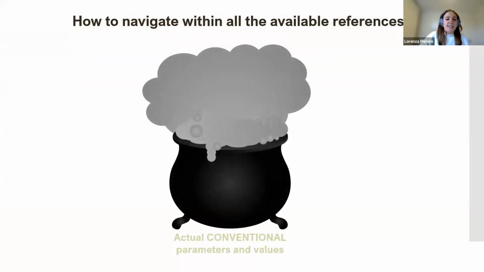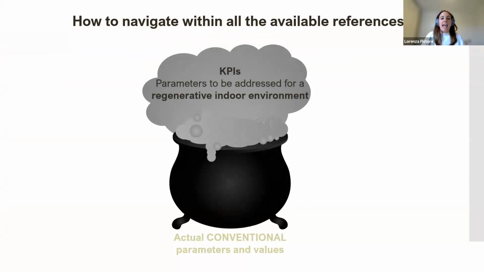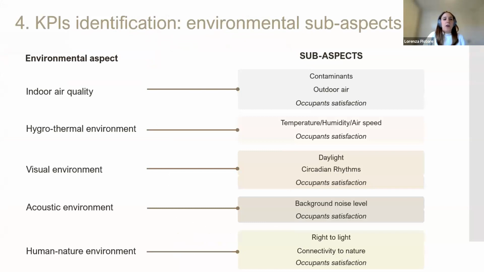So what we did here was taking all these actual conventional parameters and trying to take from this big cauldron of indexes and thresholds some parameters, some KPIs to be addressed targeting a regenerative indoor environment. So at this point, we identified some KPIs with this aim in mind of achieving almost 10 KPIs for the overall evaluation of the indoor environment.